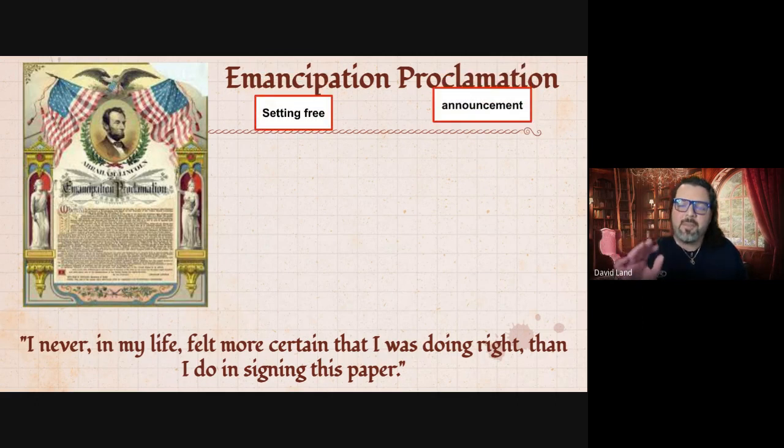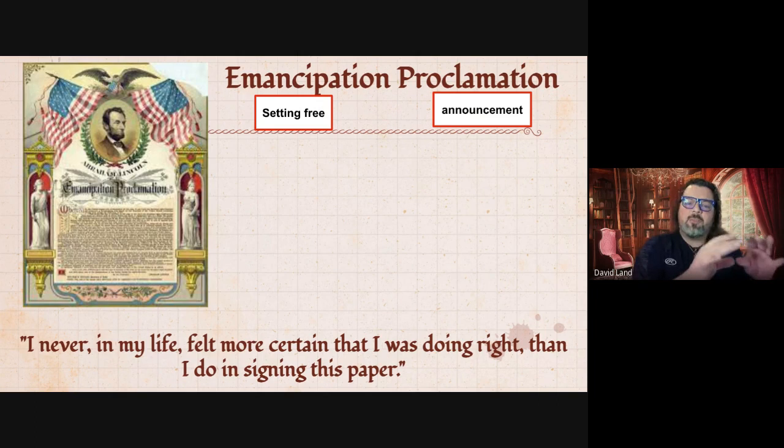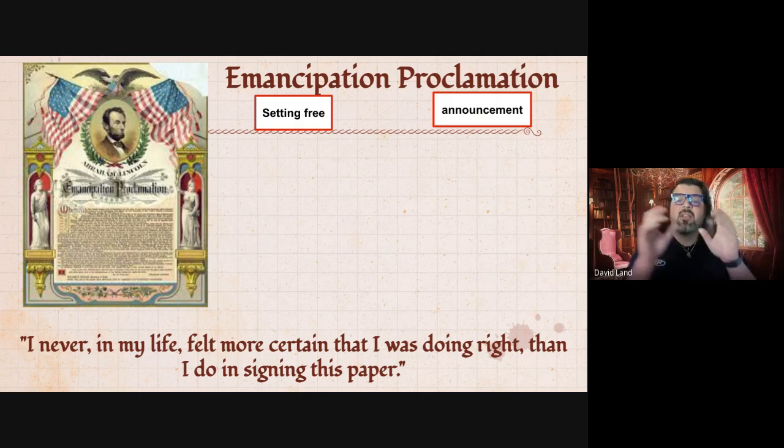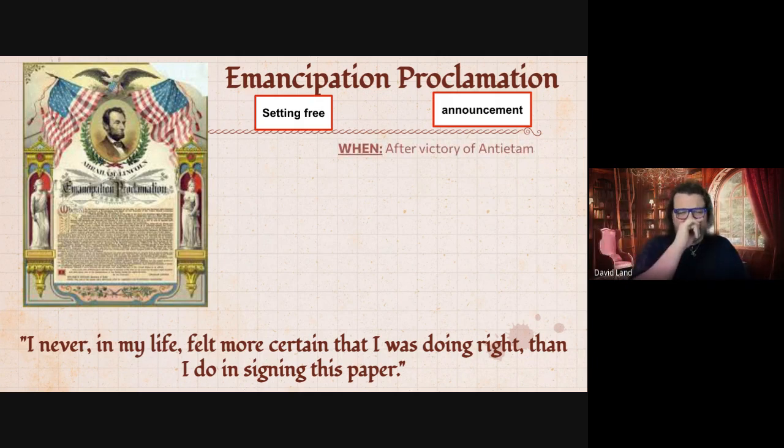This is a government document signed and sealed by Lincoln. Emancipation means to set free. Proclamation means to announce. So Lincoln is going to announce the freedom of, if you're guessing, you know where. So let's fill it in. When? After the victory of Antietam, Lincoln proposes and writes this document.